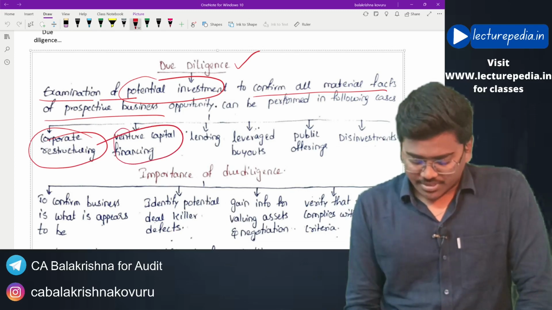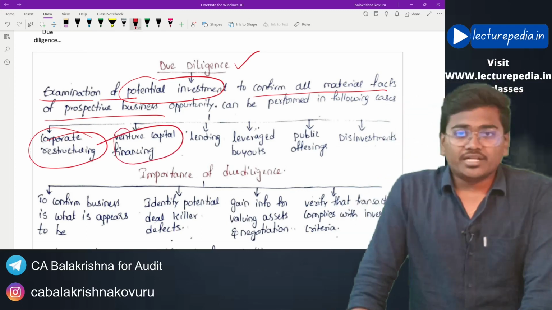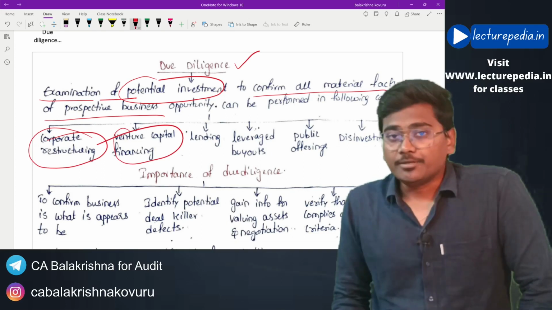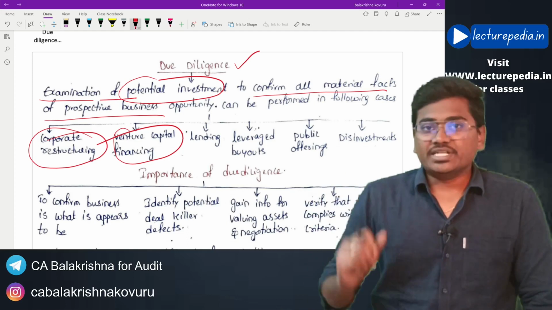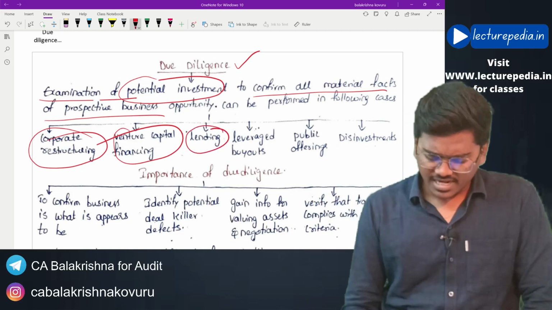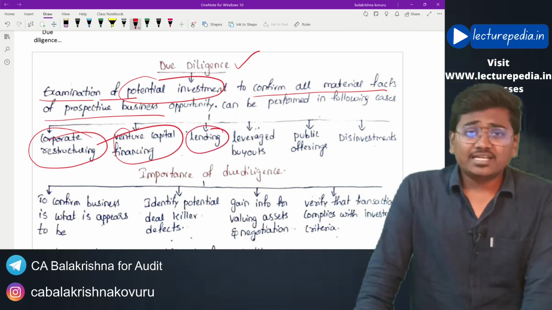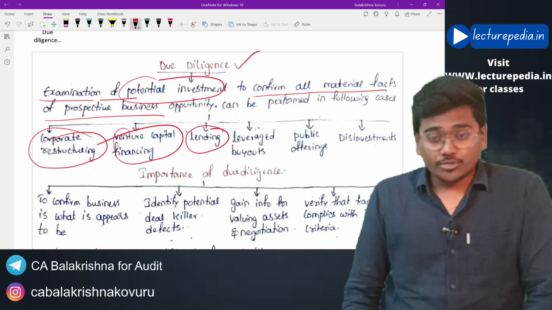And venture capital financing, that is whenever any investment is being made into the company, that particular investor will conduct due diligence. And lending, whenever any lending is given, the lender also will perform due diligence.